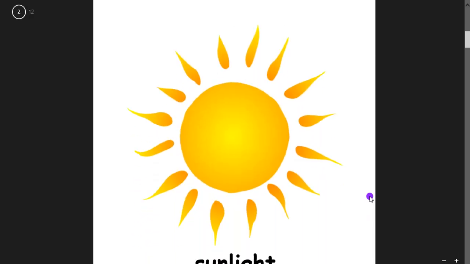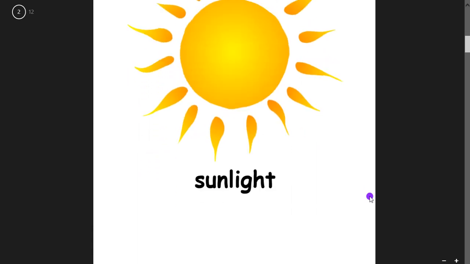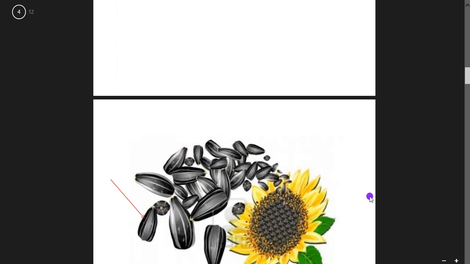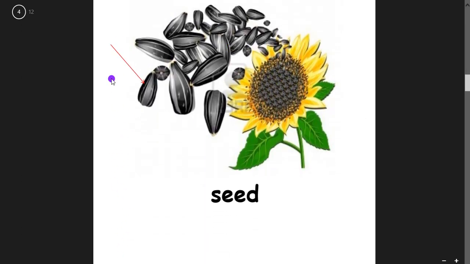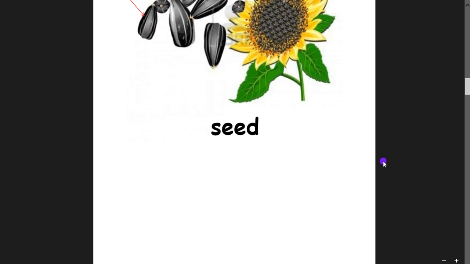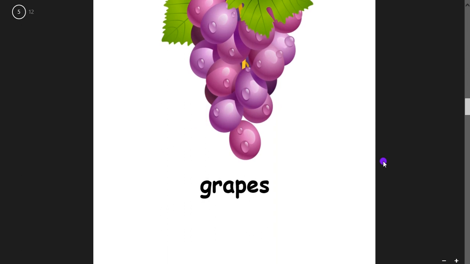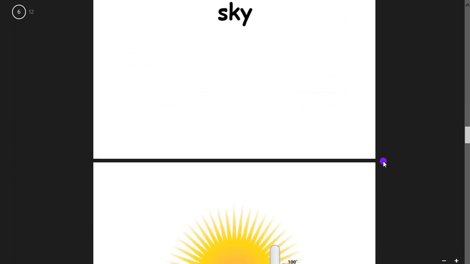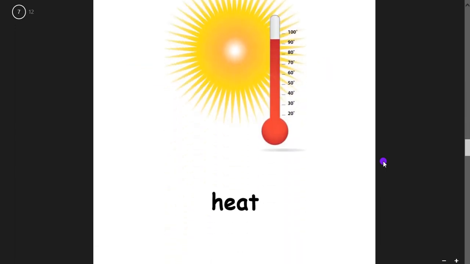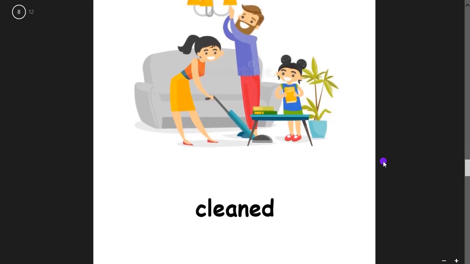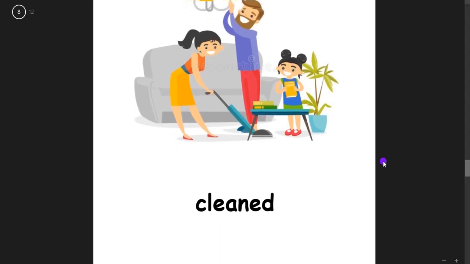So this one is sunlight. Good. And rain. Seed. The picture is showing a lot of them, but we just want one. Only one seed. Grapes. Sky. Heat. Super hot. Heat. Cleaned. They're all helping. Cleaned.